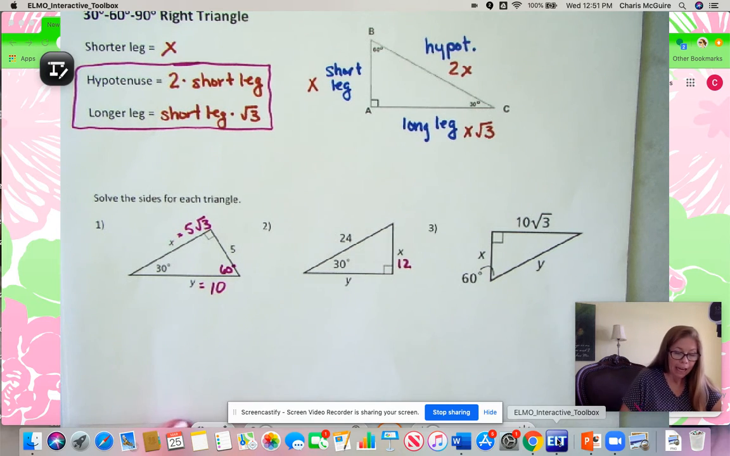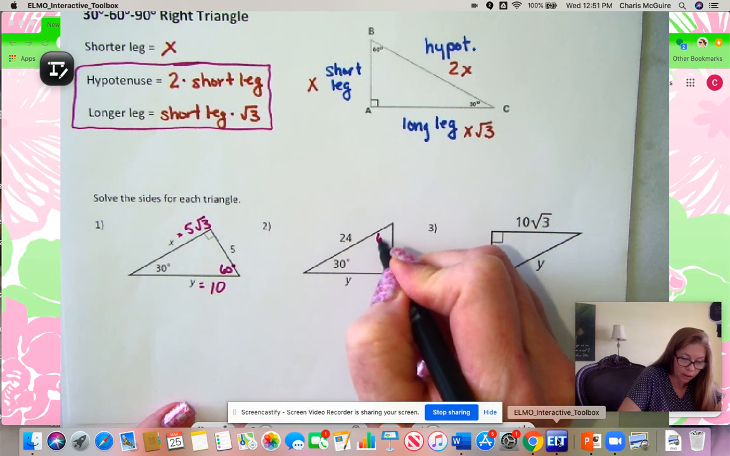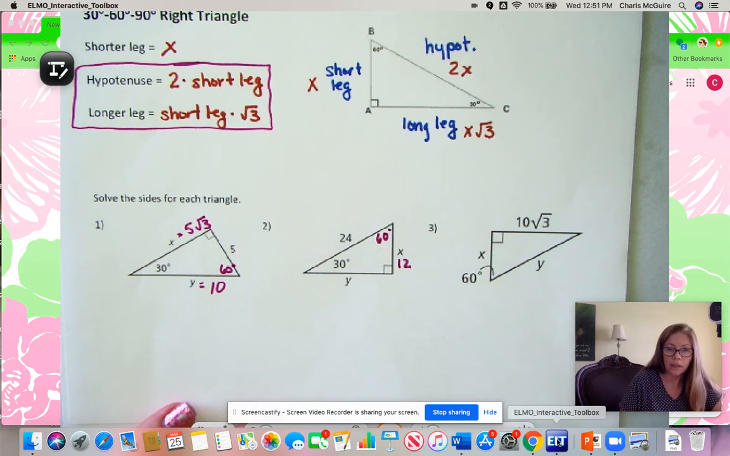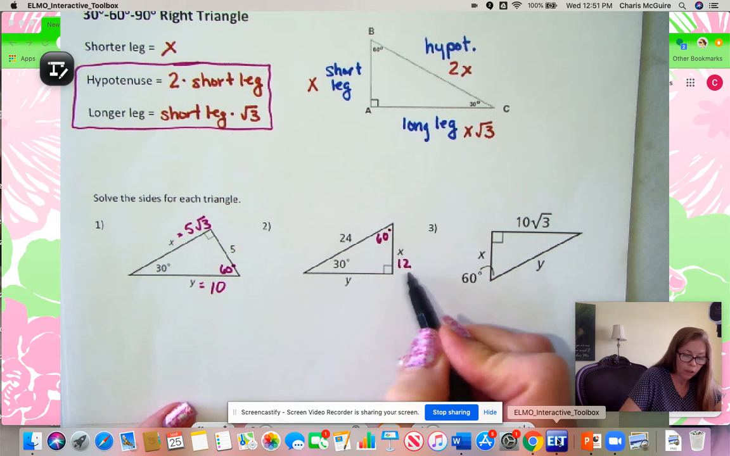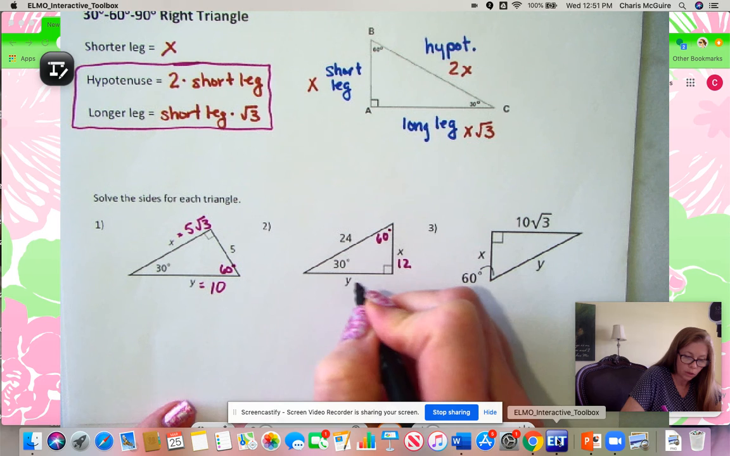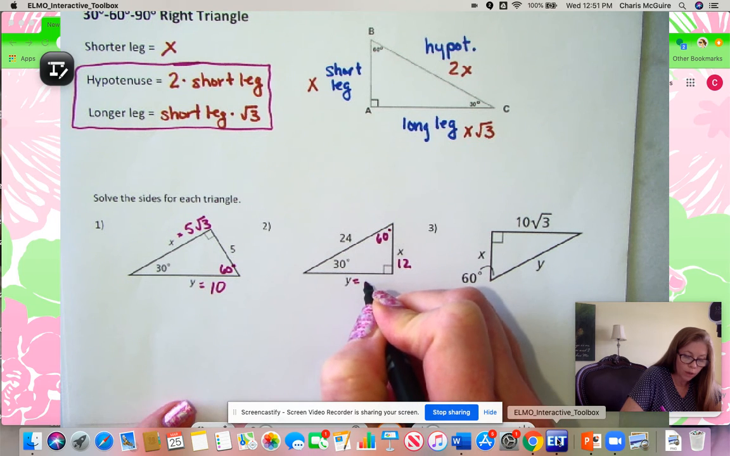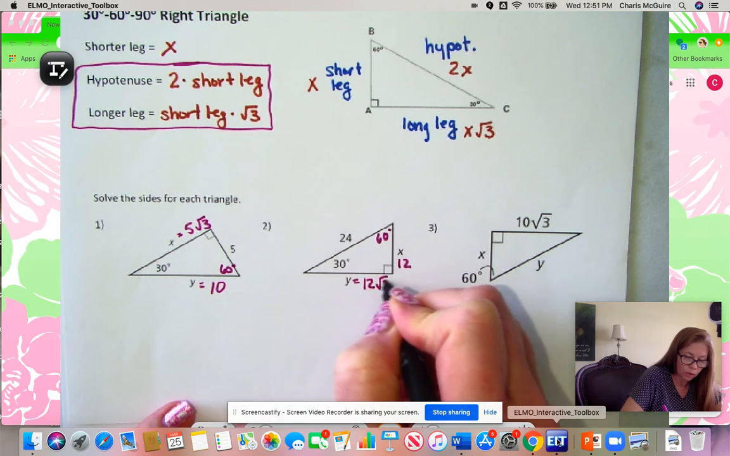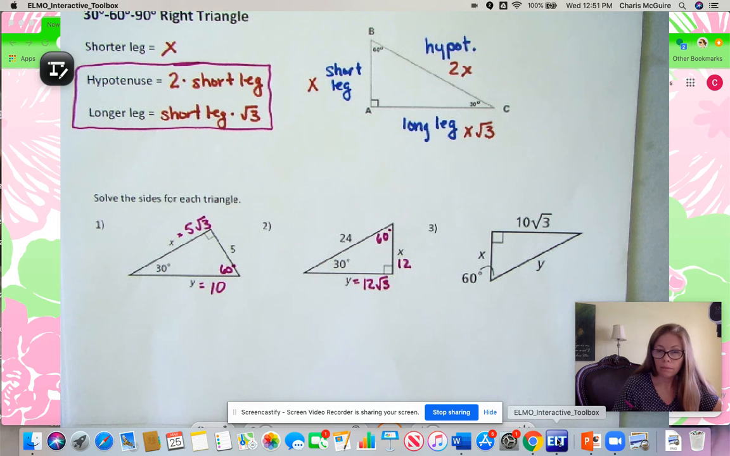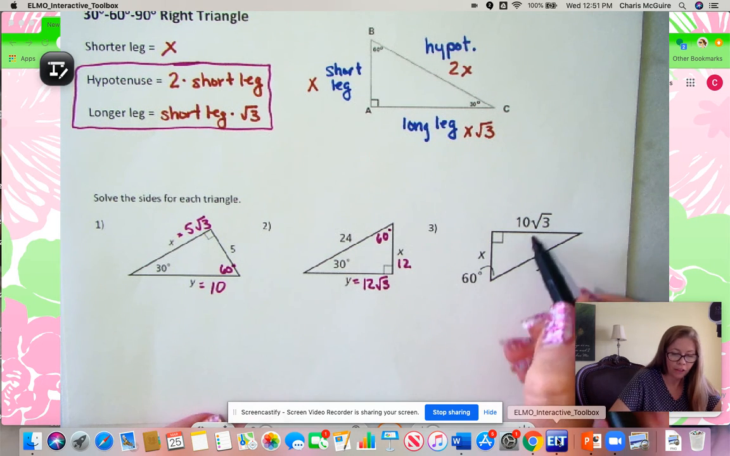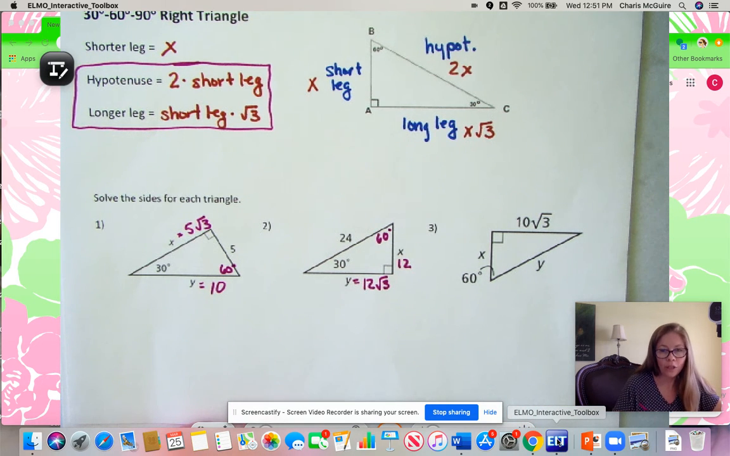All right. And then to find the longer leg, that's opposite our 60-degree angle, we're going to do the short side times the square root of 3. So it's just going to be short times the square root of 3. Ta-da! All right. I'm going to let you try number 3. Number 3 is a little bit different. They start you off with the longer leg, but hopefully you can see the short leg right there with it.